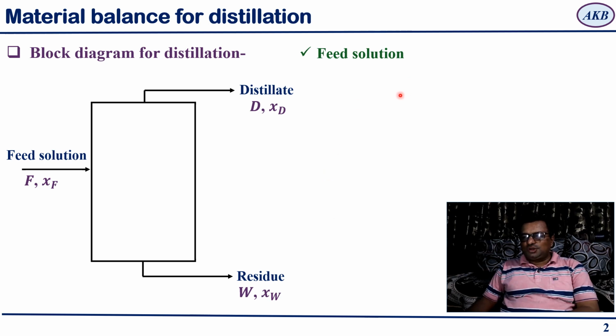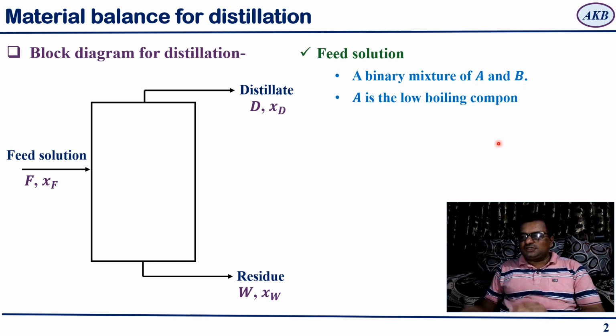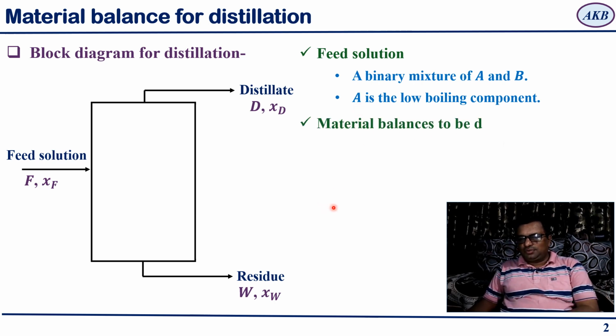Now let us know more about the feed solution. As I said earlier, this feed solution is a binary liquid solution of A and B. There are only two components, one is A and the other is B. Out of these two components, A is the low boiling component, or in other words, A is the more volatile component.